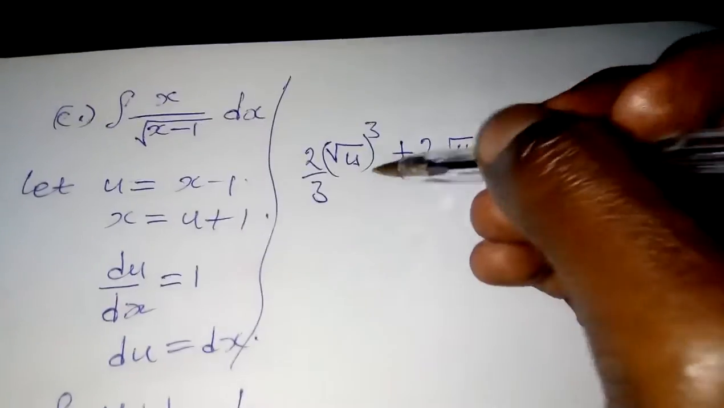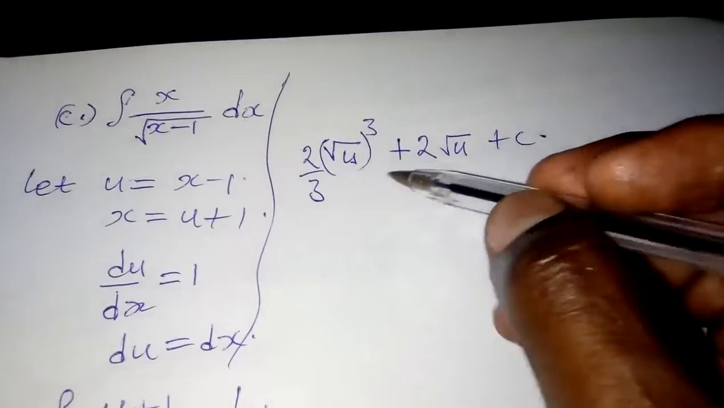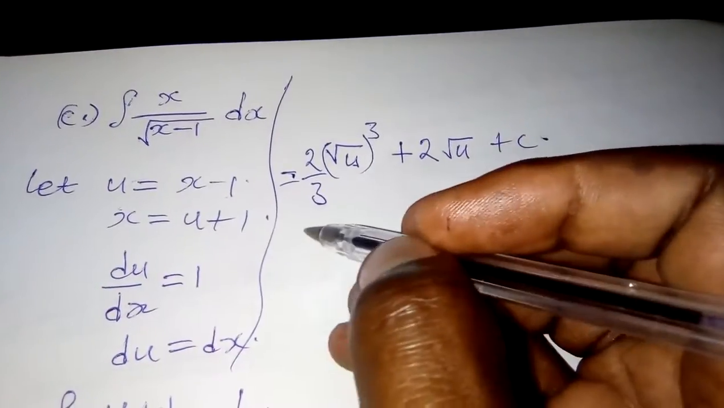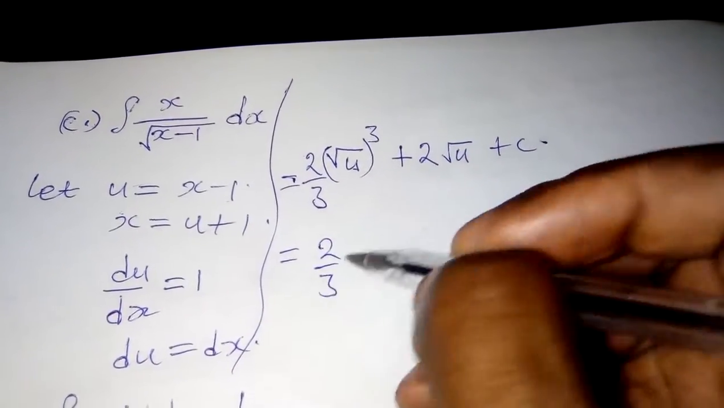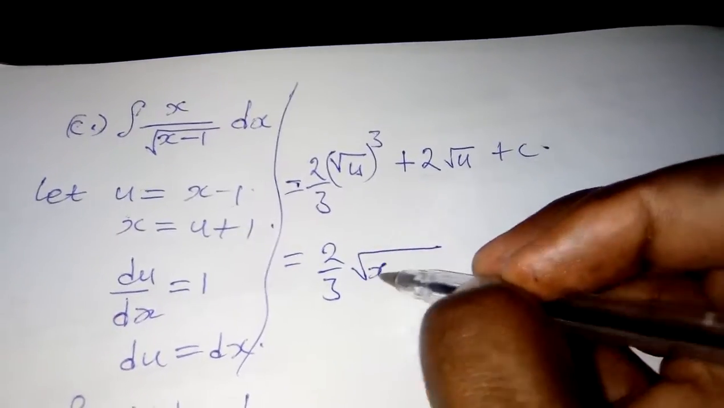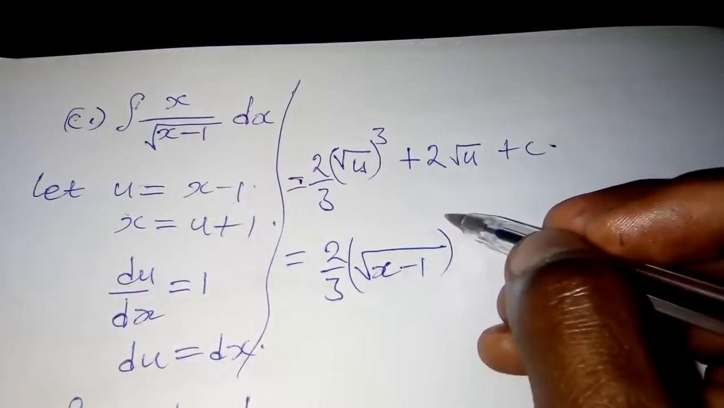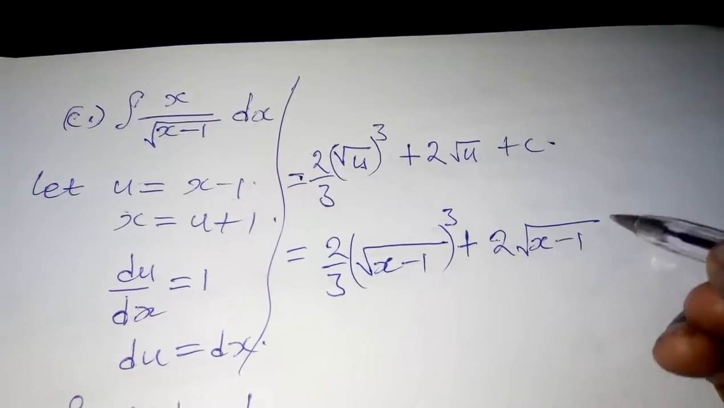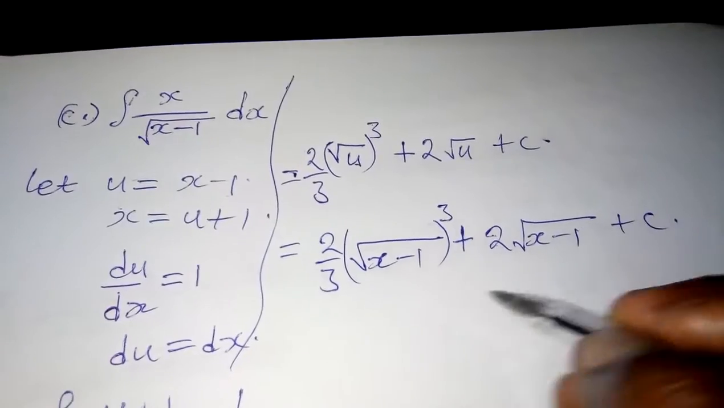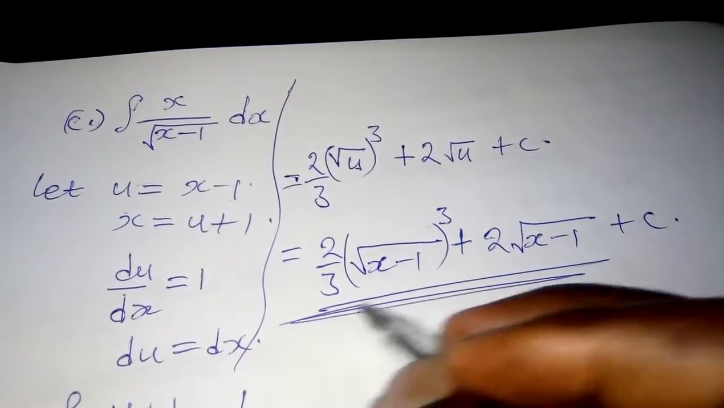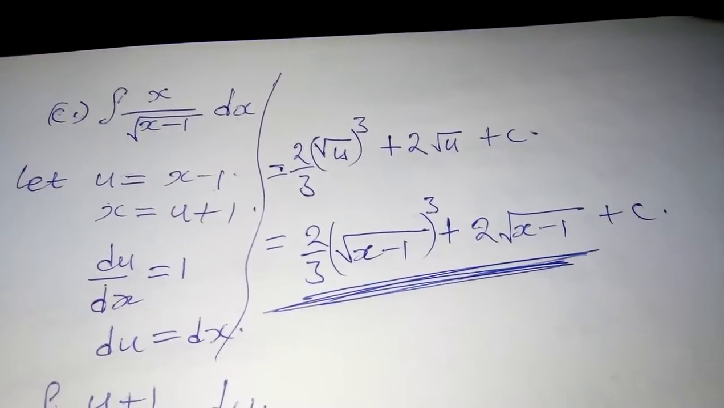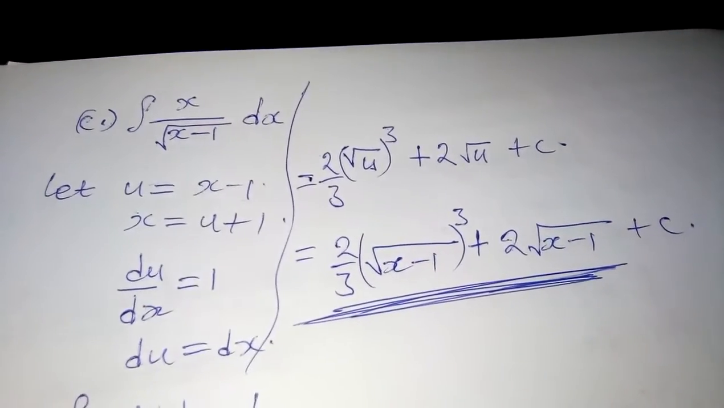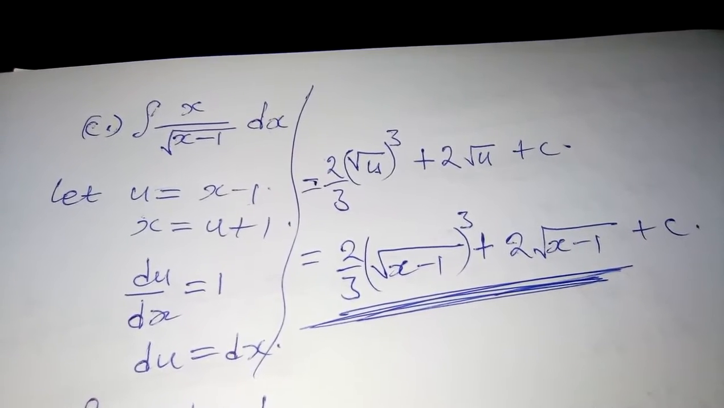Now it's just a matter of replacing where there is u, we put x minus 1. So the final answer will be equal to 2 over 3 times the root of x minus 1 to the power 3, plus 2 the root of x minus 1, and then plus c. This is the solution for this question, C. So we move on to D.